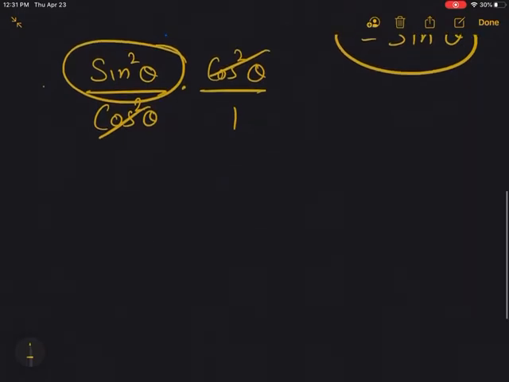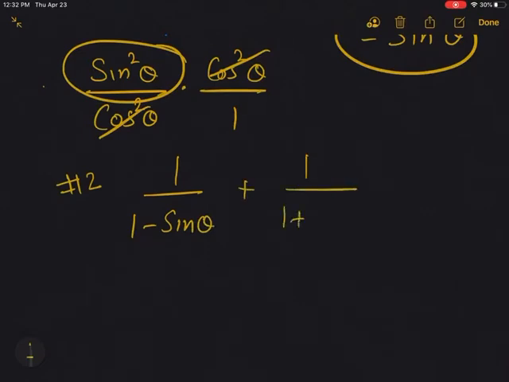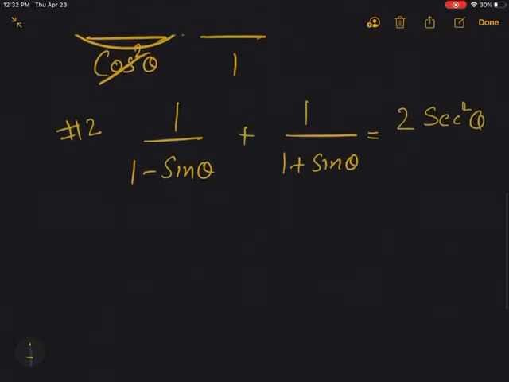I'm on page 636, and right now I'm about to do example 2. You can follow along if you want to. So this is example number 2. I have 1 over 1 minus sine plus 1 over 1 plus sine, and you need to prove this equal to 2 times secant squared theta.